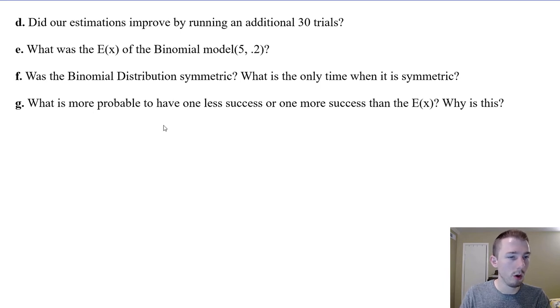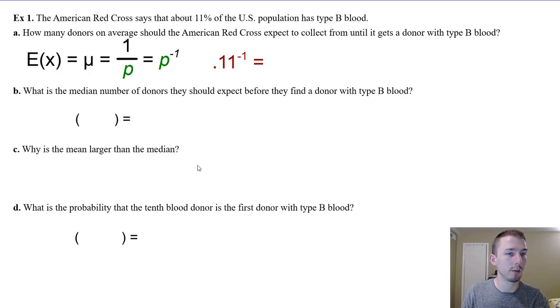Was it symmetric? No. Is it more probable to have one less success or one more success? Well, if the probability is 0.2, it's less than 0.5, so it's more likely to have one less than one more, because the probability was less than 50%. That's why it's skewed to the right.